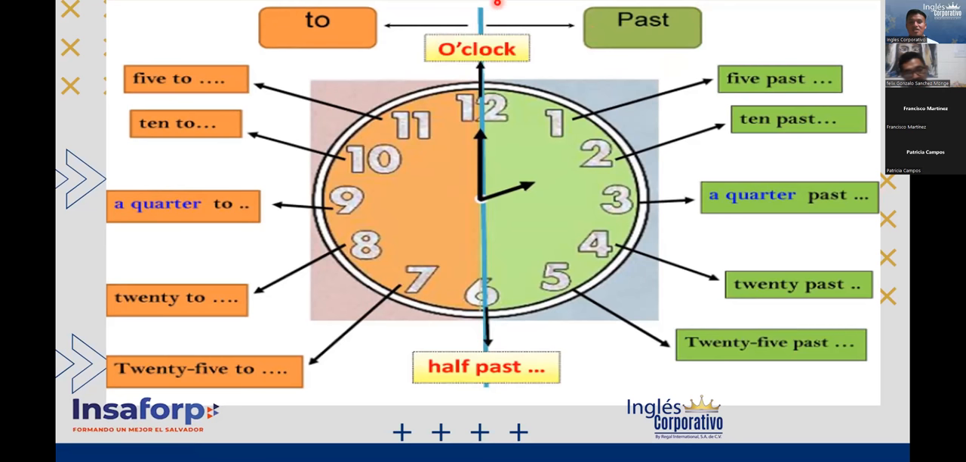Here, cuando está aquí, es o'clock, en punto, o'clock. Cuando está a la mitad, es half past. Para decir y cuarto, decimos a quarter, un cuarto. So that's the way we're going to say it. So it's pretty much like in Spanish, that when someone asks you, for example, if I want to say, si quiero decir, son las 7:15.